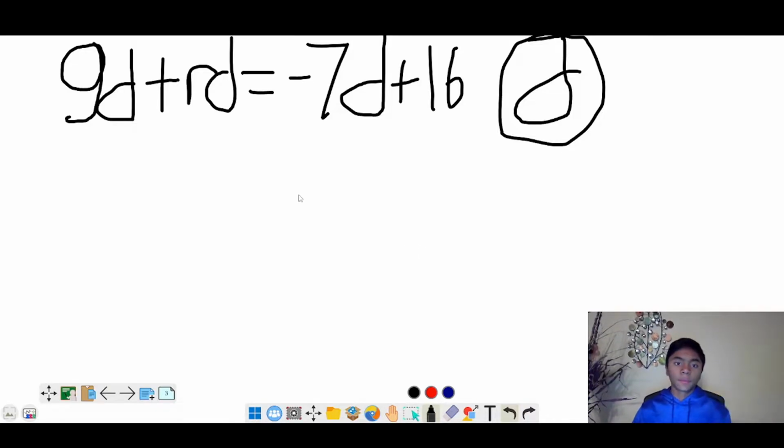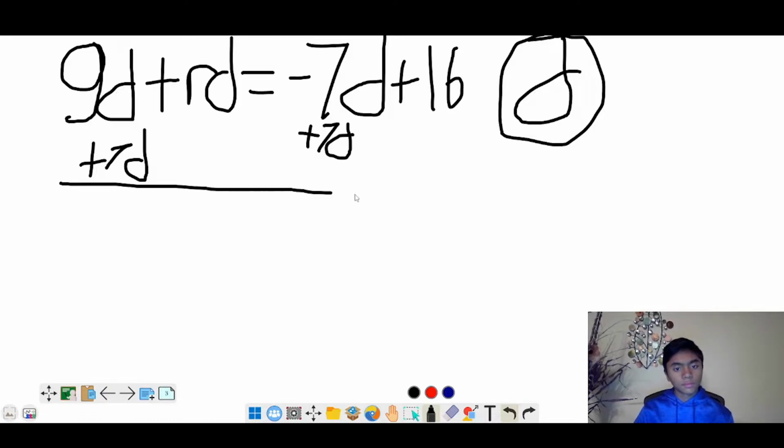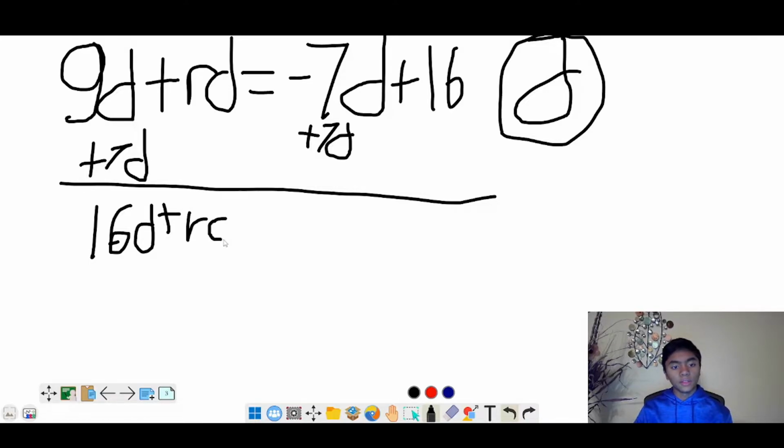So let's do that. First off, let's move all the d terms to the left side. All that means this time is just adding 7d. So add 7d. And so you'll have that 16d plus rd is equal to 16.